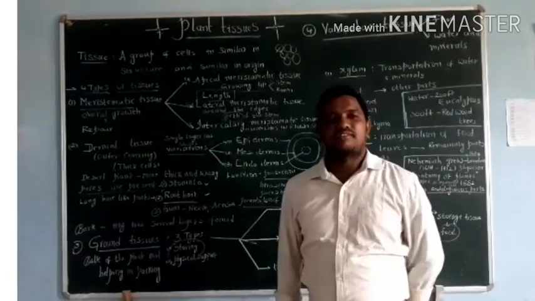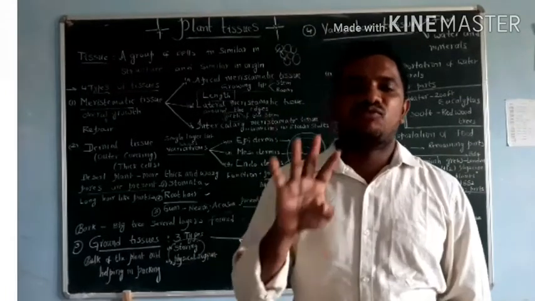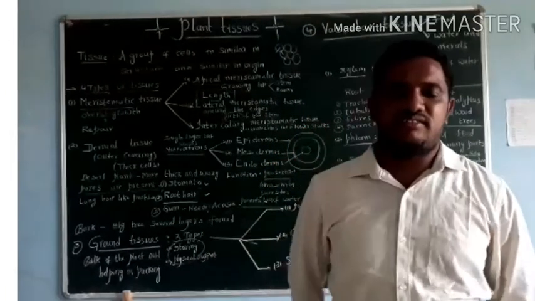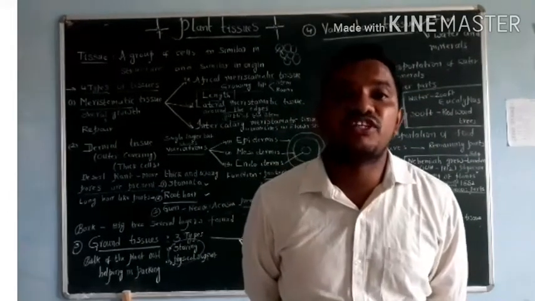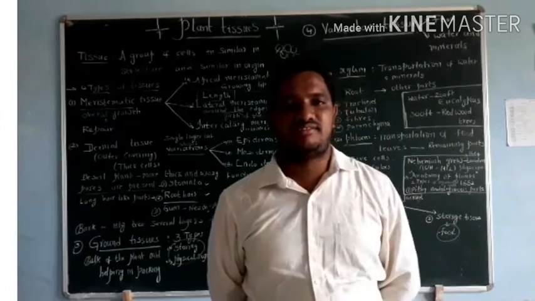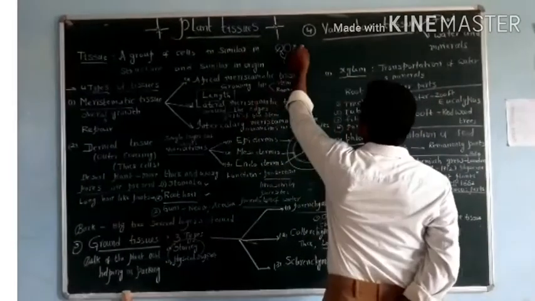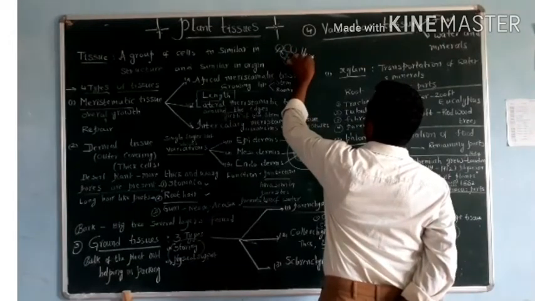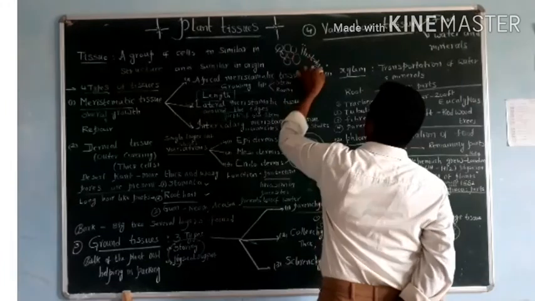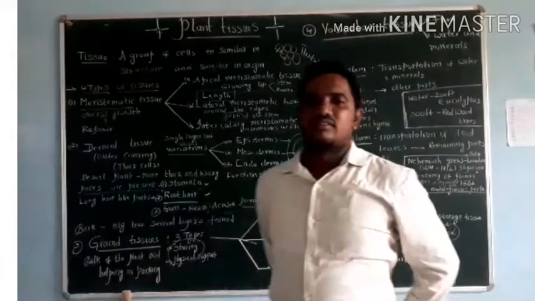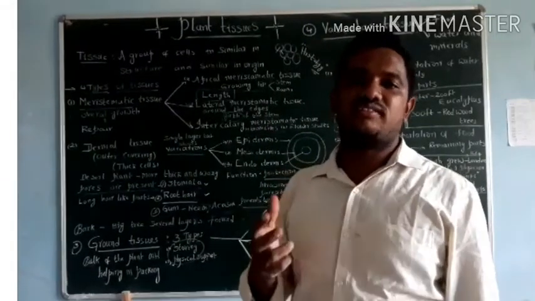In the second chapter, there are four types of tissues present in plants. The study of tissues is called histology. The study about the tissues is called histology.